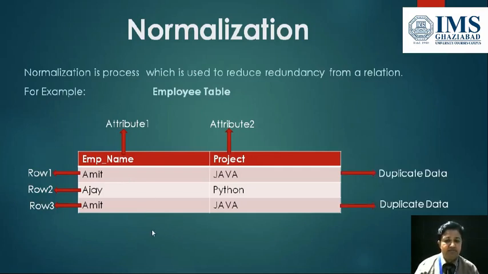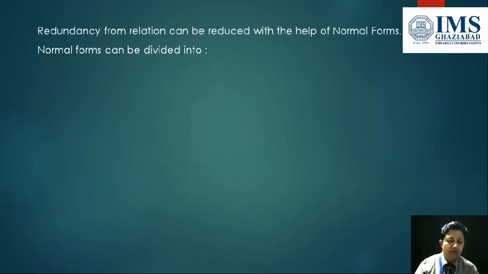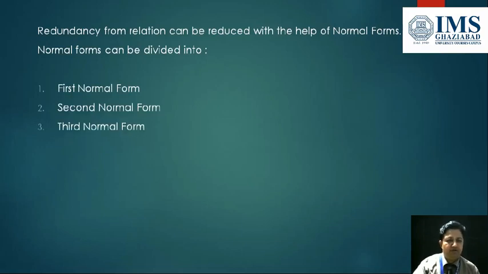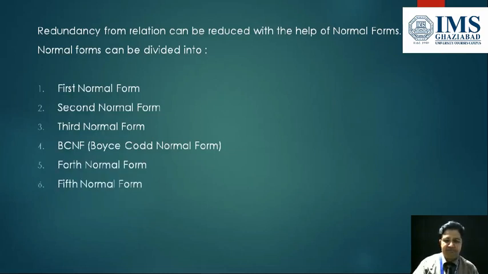So normalization is basically used to divide a larger table into smaller tables, and we can link them with the help of a relationship. This can be done with the help of normal forms. So in order to reduce redundancy from a relation, or to reduce the duplicacy from a table, we can use normal forms. These normal forms can be divided into 6 major types: first normal form, second normal form, third normal form, then BCNF, known as Boyce-Codd normal form, then fourth normal form, and finally fifth normal form.